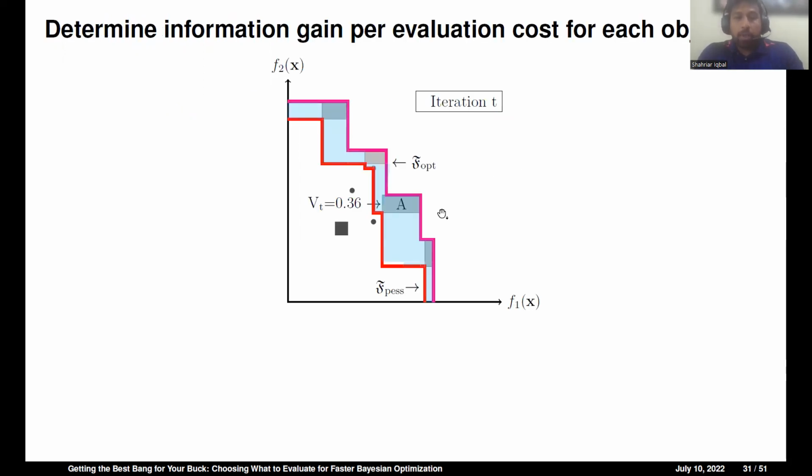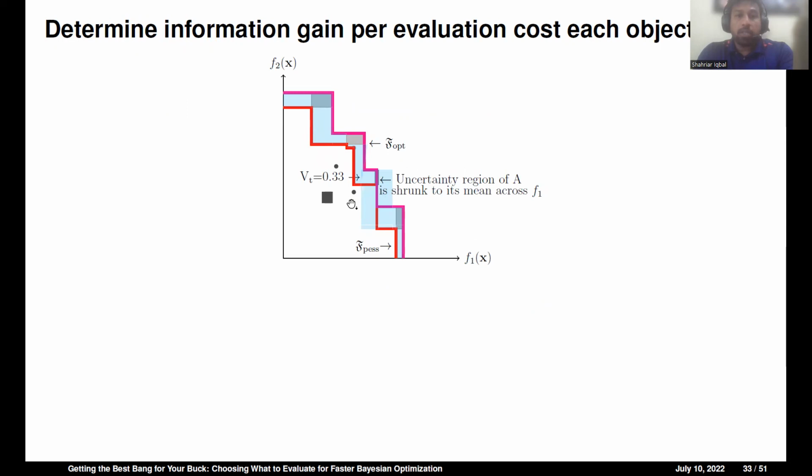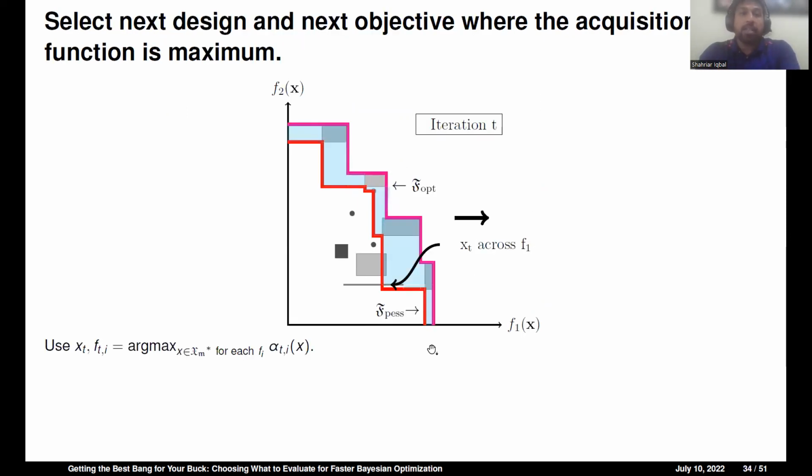As an example, here you can see there is a design A. The volume of the Pareto region is 0.36. If we measure it across F2, that means we shrink the uncertainty region of A to its mean across F2, we find the volume is 0.34. When we do it for the other objective, we see 0.33. So we find the change of volume is higher when we shrink across F1. Therefore, we select F1 and X3 as the next objective.